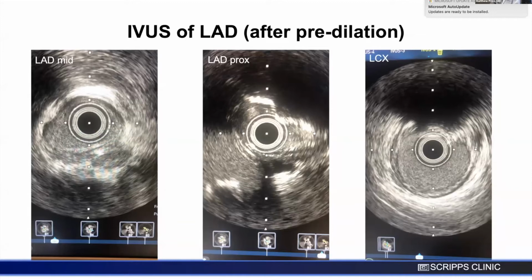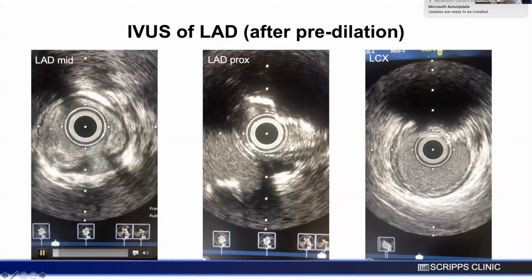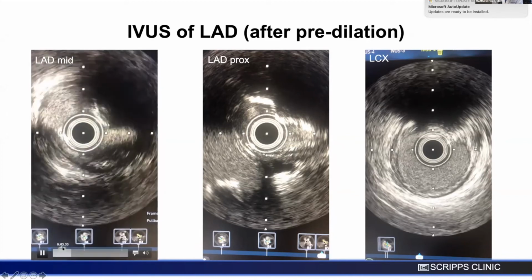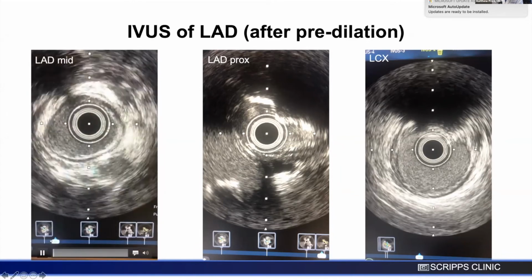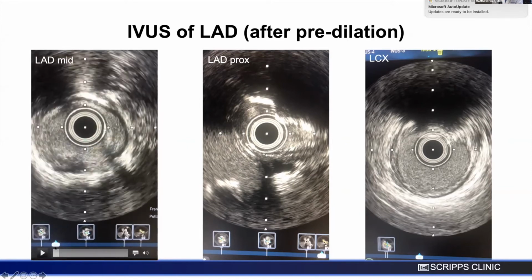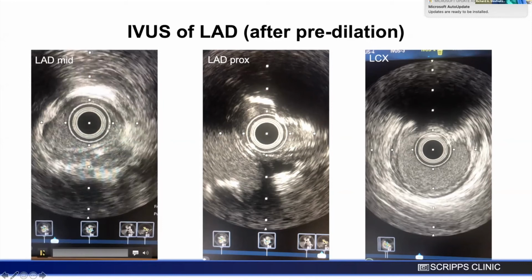So here's the IVUS of the LAD. I pre-dilated first. There are 2 runs here. So this is the mid LAD. First of all, we'll do a little imaging here. I'm going to rewind here. Anything special about this where I start, where it's quote unquote normal? Any thoughts on that, Richard? I need orange. Leading the witness here.